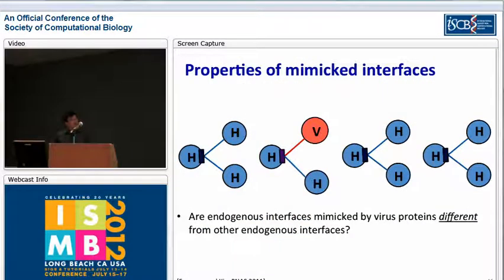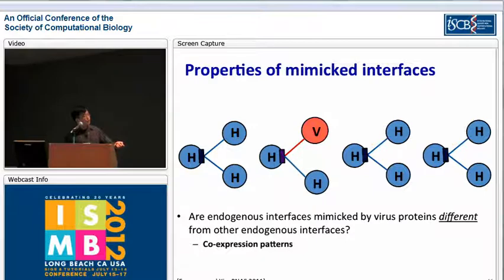The other thing you can look at is that viruses target certain interfaces, but there are many other endogenous interfaces. Why do viruses only target this particular human endogenous interface, not the myriad of other interfaces? So we can look at several properties. For example, one property is co-expression pattern. For example, here, this virus targets this human interface.